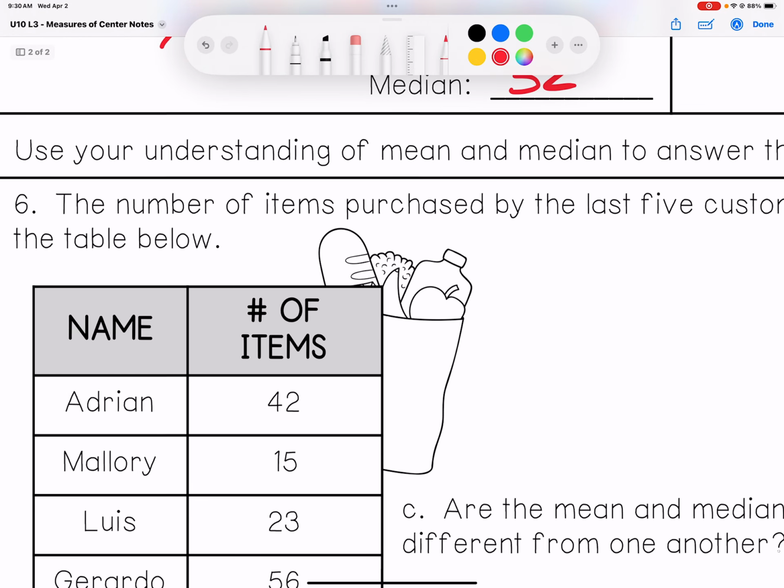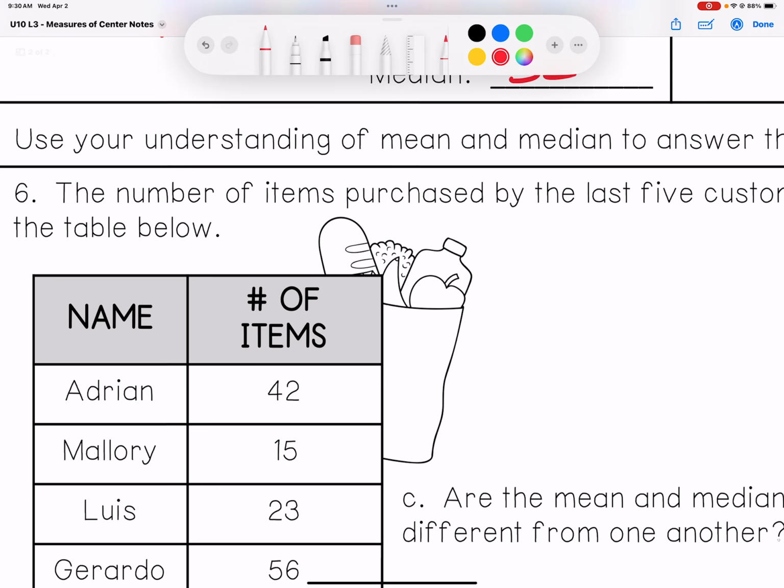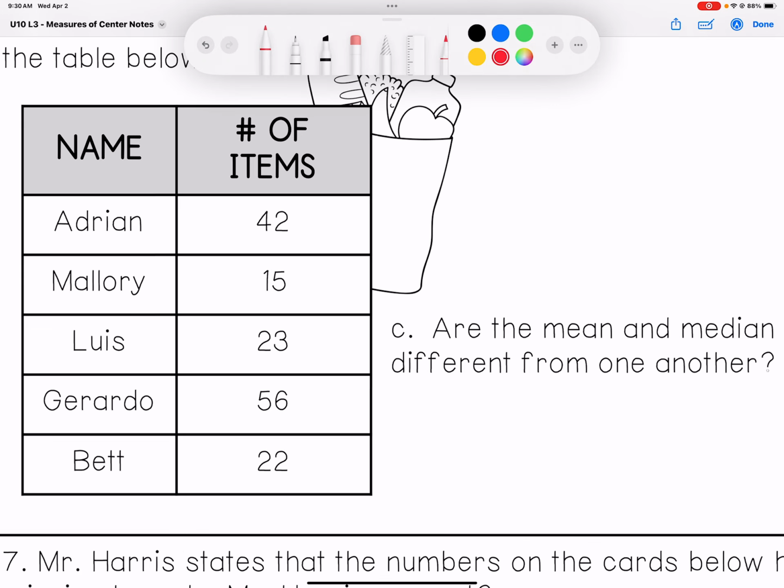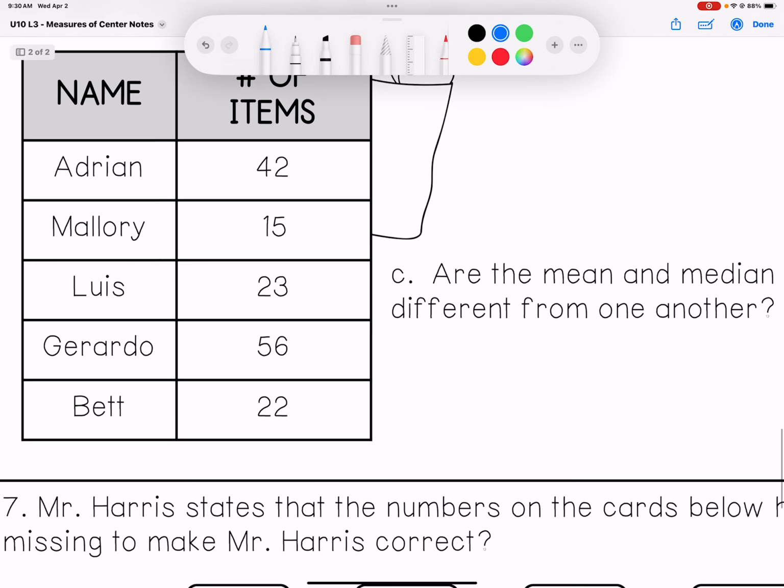The number of items purchased by the last 5 customers at Greg's Groceries is shown in the table below. So Adrian bought 42, Mallory 15, so forth. What is the mean? The mean is the average groceries bought by each person. So to figure that out, we have to find the total of all the groceries bought. And when you do that, you just add all of those up. And when you add all of those up, you get, I don't really know. Let me add them up.